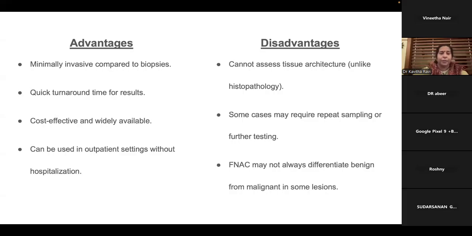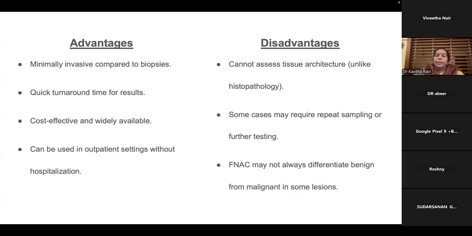15 minutes. So after 15 minutes, we can stain, and maybe if it's such an emergency, we can give the report that day itself. Then it's cost effective, so not that much cost for all the syringe, needle, the fixative, the staff. So it's cost effective and widely available, and it can be used in outpatient settings without hospitalization.